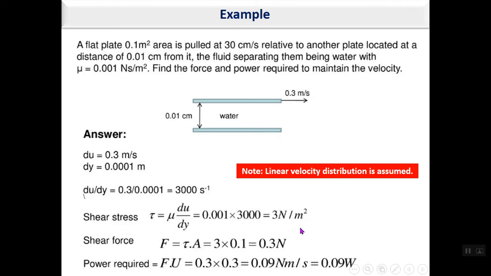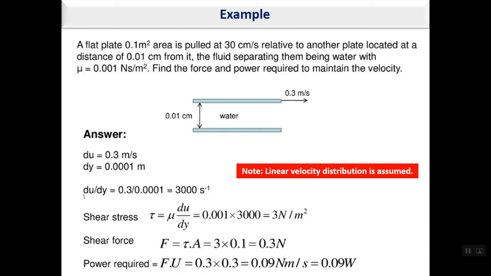An example for this case: a flat plate with a given area is pulled at a given velocity relative to another plate located at a known distance. The fluid separating them being water with given viscosity. Find the force and power required to maintain that velocity.